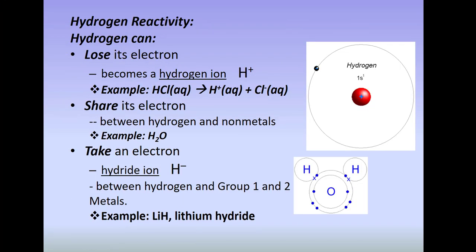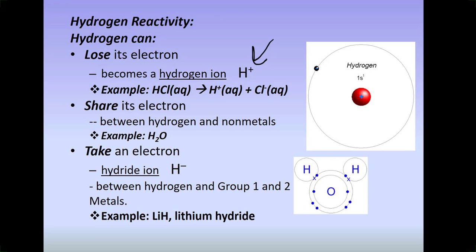When we look at the reactivity of hydrogen, hydrogen can lose its electron. When it does that, it becomes a hydrogen ion, and it looks just like this, an H+. And I just did a simple formula here so you could kind of see. So we have hydrogen chloride, and then that electron comes off. It leaves an H+ left. So really it's just a proton. And then we have the ion that took hydrogen's electron.